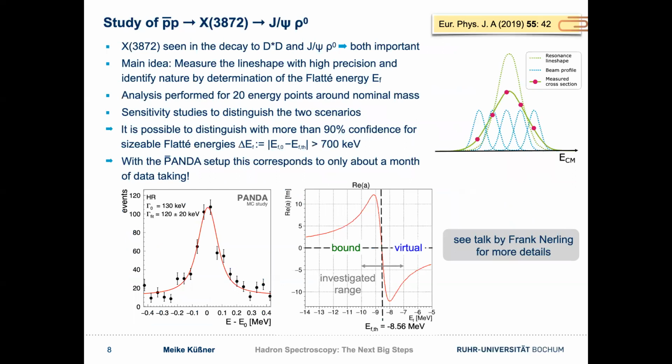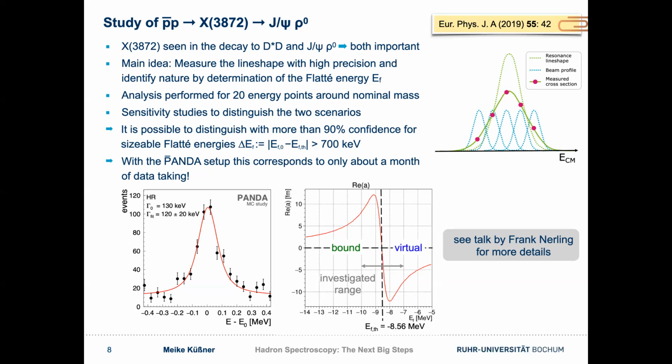There was also a dedicated talk on the study of antiproton-proton to X(3872) to J/psi rho, and we already heard a lot about this, but I will briefly cover it again. The X(3872) is a rather interesting state which sits right at the D* D-bar threshold and decays to D* D-bar and J/psi rho, and we learned that both channels are very important to learn about the nature of this state.